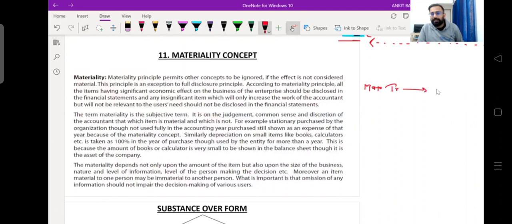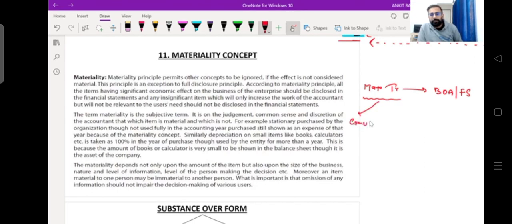Record only material transactions in the financial statement. Now you might be thinking, what is a material transaction? I will take one small example, and we will take multiple examples to understand this. Let's suppose the company is buying two assets.